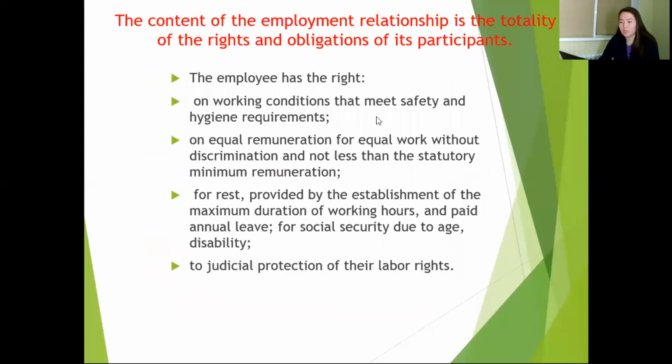The topic of this slide is the content of the employment relationship. It is the totality of the rights and obligations of its participants. So, the first thing that you need to know is that the employee has the right to working conditions that meet safety and hygiene requirements, to equal remuneration for equal work without discrimination and not less than the statutory minimum remuneration, to rest provided by the establishment of the maximum duration of working hours and paid annual leave, to social security due to age and disability. And the last thing is judicial protection of their labor rights.